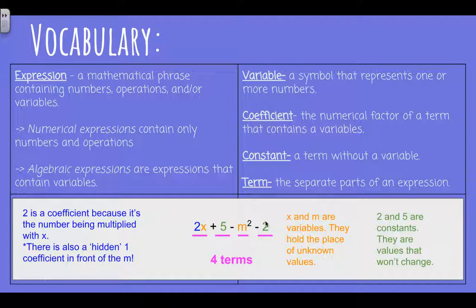The 5 and the 2 are constants. Those are numerical values that don't have variables with them. Their values won't change no matter what x is or no matter what m becomes. And the x and the m are the unknowns. Those are the variables. In this expression there are 4 terms: 1, 2, 3, 4. Each term is broken up by plus or minus signs. If we were to simplify this expression, it would only become 3 terms because the 5 and the 2 could combine to make 3. The plus and minus signs, as well as to the second power, aren't a variable, coefficient, constant, or term. They just kind of add more meaning to the expression.